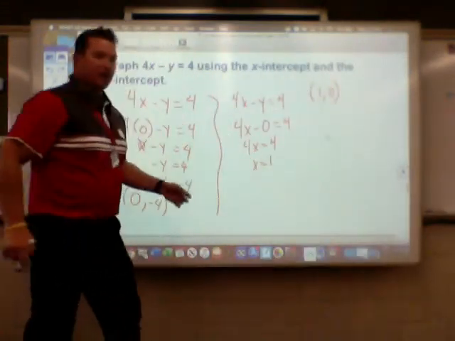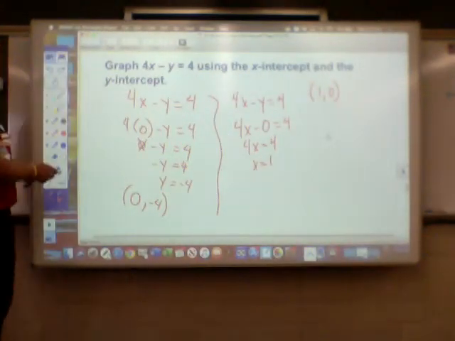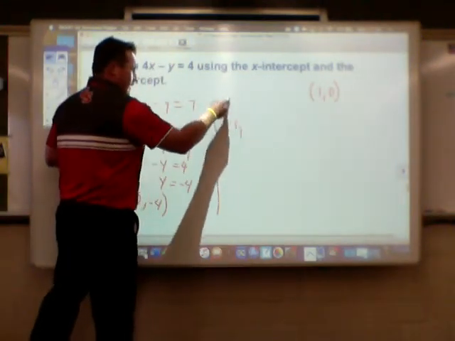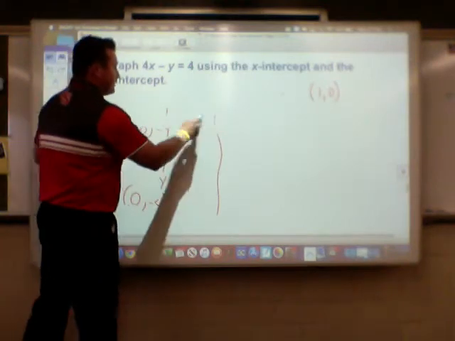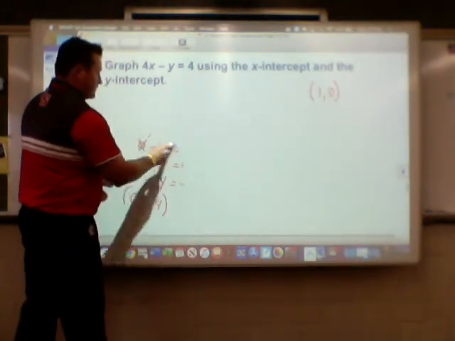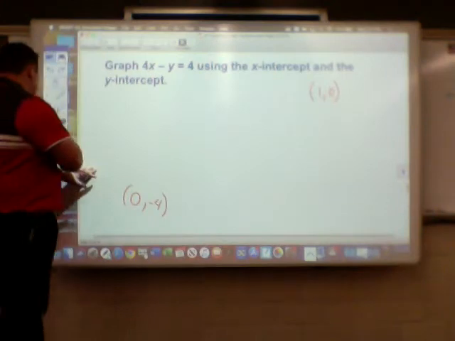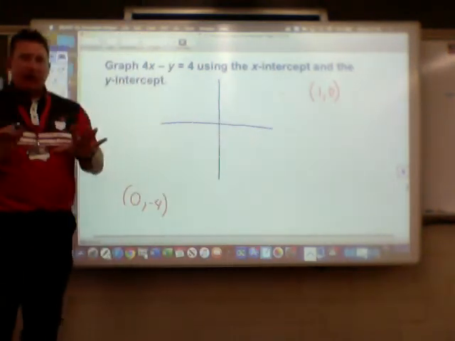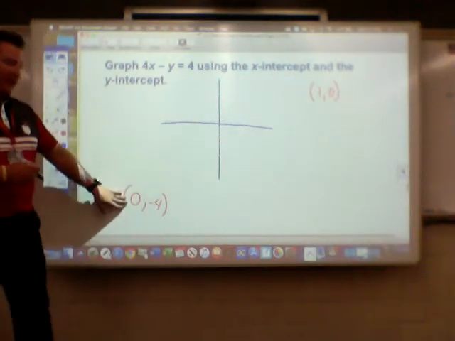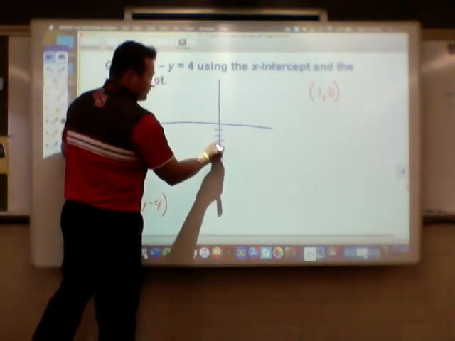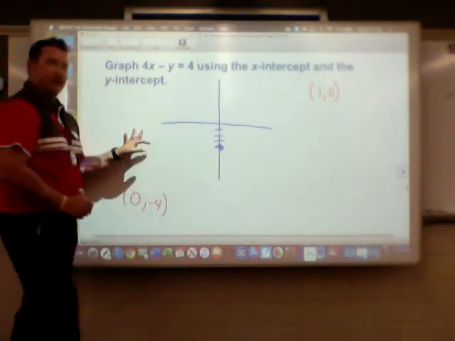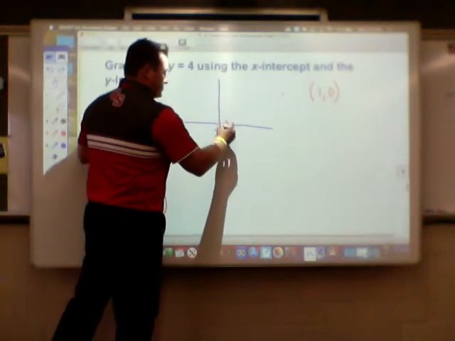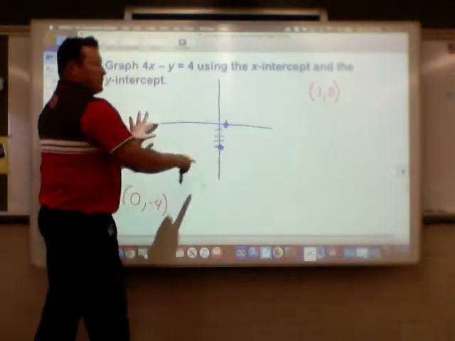Can I graph this now? Yes, I can. I need to make some room here, so let me get rid of all this. But those guys, those are your 2 points you can use. All right, so here's my graph. We can just approximate where these 2 points are. So (0, negative 4): 1, 2, 3. So I'll say (0, negative 4) right here. (1, 0): here's 1. Bam. So there's my 2 points.